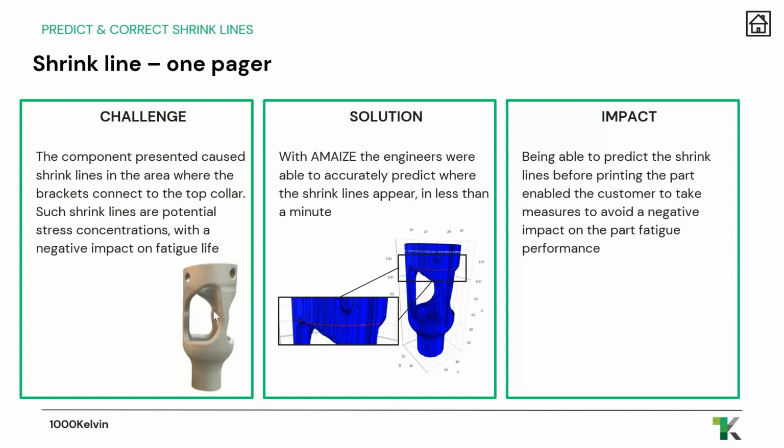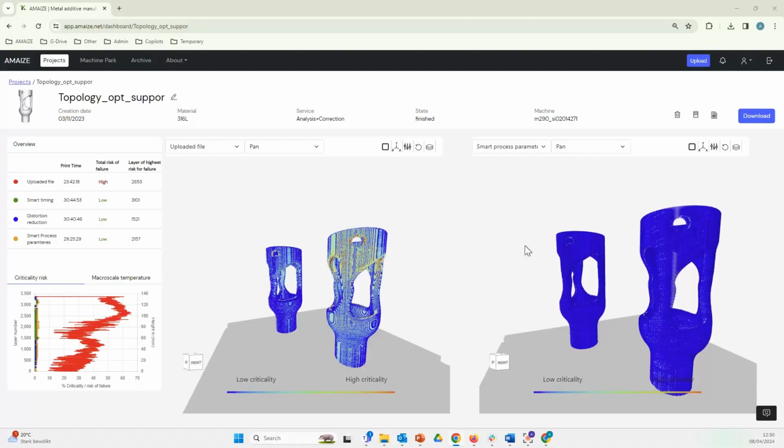By the way, do you remember when we introduced the shrink line prediction capabilities as well? Well, this is an example of how it looks. So for this part, Amaize identified and predicted a shrink line in this area, indicated by this red line here, which is where those arms are converging together. And this is in fact what the customer has observed in reality as well. So with Amaize, you can predict shrink lines that are, as you know, very dangerous fatigue stress initiators, crack initiators, and you can perform corrective actions based on your experience.